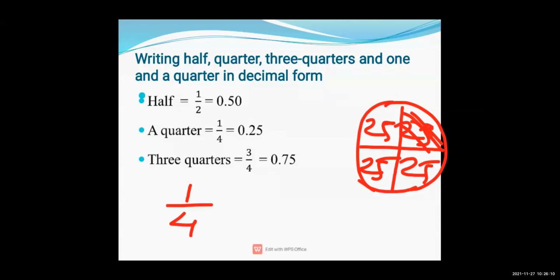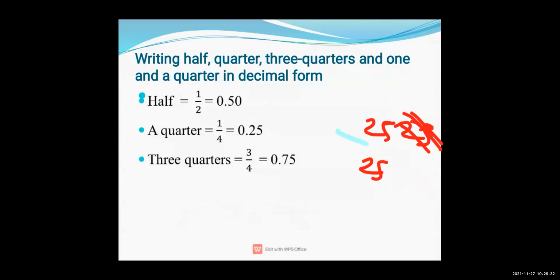So a quarter means it is 0.25. It is 0.25. That is called a quarter. Quarter means 1/4. 1/4 is to be written in the form of decimal. That will become 0.25. Clear?